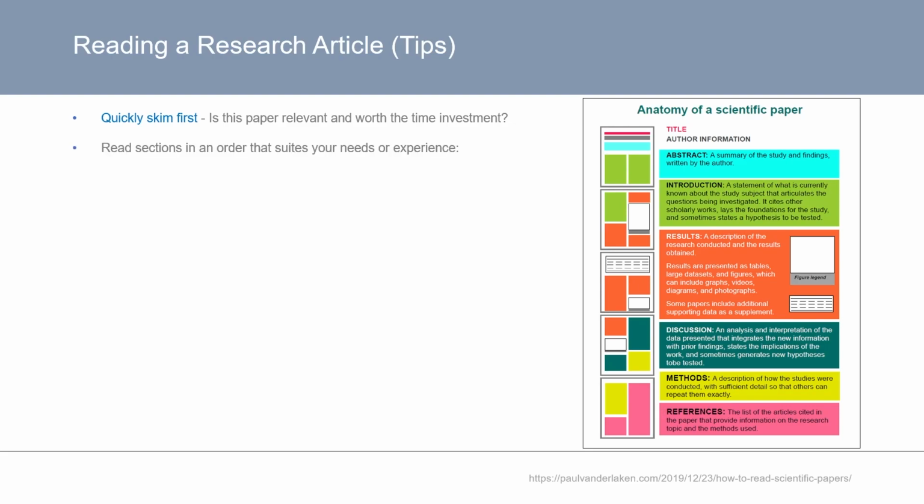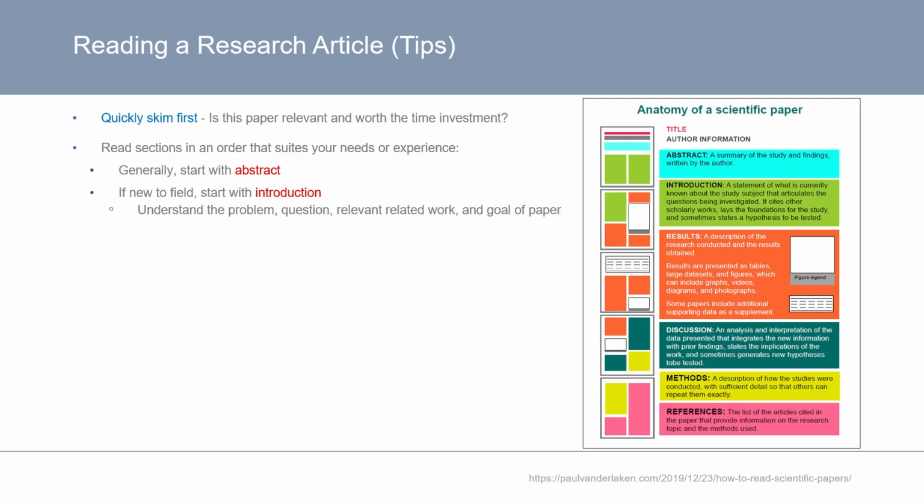Once you've skimmed the paper, I recommend you read sections in an order that suits your own needs and experience. In other words, you don't have to read them in the order presented in the paper. Generally, it's best to start with the abstract, since this provides a quick summary of the paper as a whole. Next, if you're new to the field in particular, move on to the introduction. This will help you better understand the problem, question, relevant related work, and the goal of the current paper. Early on, I also recommend jumping to the discussion and/or conclusions at the end of the paper. This can help you more quickly assess whether the authors found anything useful or relevant to the area of your investigation.